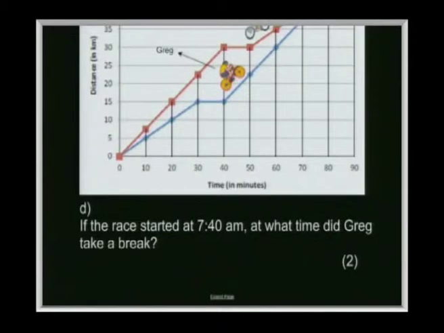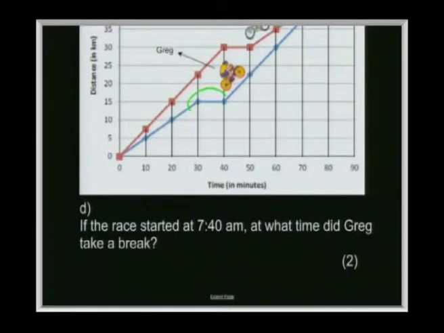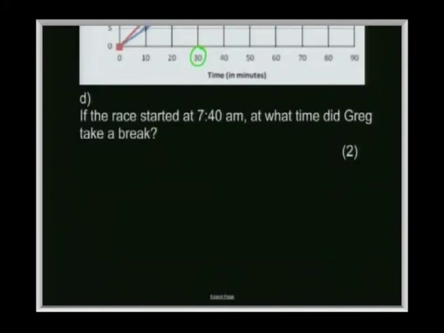Let's move on to the next question. Question D. If the race started at 7:40 a.m., at what time did Greg take a break? Well, first of all, let's see when Greg took a break. And as you can see over here, this flat part over there shows that he wasn't moving. So that is obviously when Greg took a break. And his break started at 30 minutes into the race. So what we need to do is we need to say, well, 7:40 plus 30 minutes.